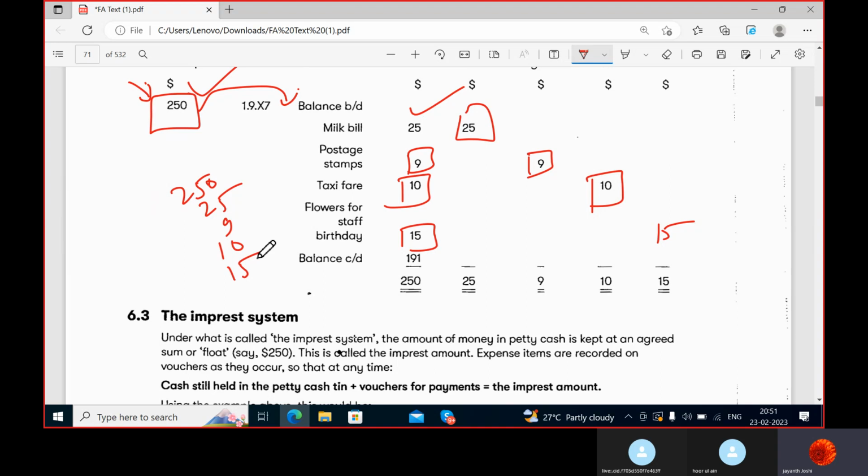Count it. Just calculate this. You are left over with $191. Correct? That is the amount you are left over with. Again, next month you can start. You can use this $191 for all your other petty payments, and you can make a record of all those payments, and again you can see how much you are left over with. Fine. Shall we move forward?